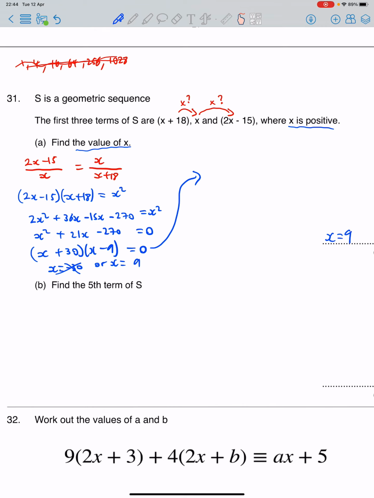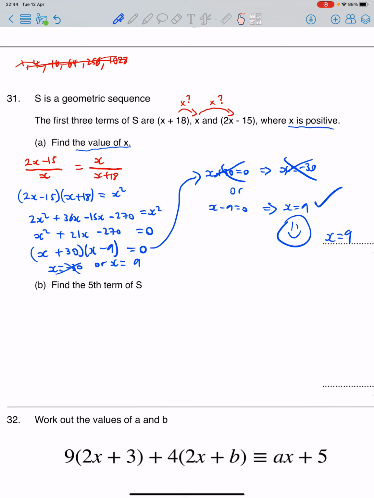From this factorization, it means that one of the brackets must be equal to 0. So either x plus 30 equals 0 or x minus 9 equals 0. Now, if x plus 30 equals 0, then we get that x equals minus 30. But we know it can't be that because it says x is positive. And when x minus 9 is equal to 0, that implies that x would be equal to 9, which was indeed the solution that we wanted. Happy days.